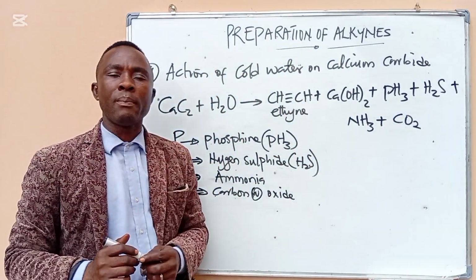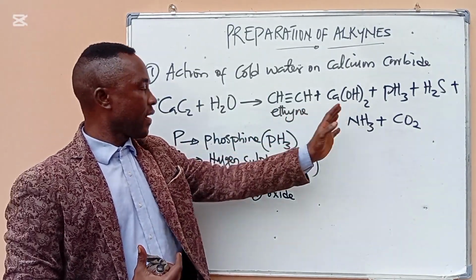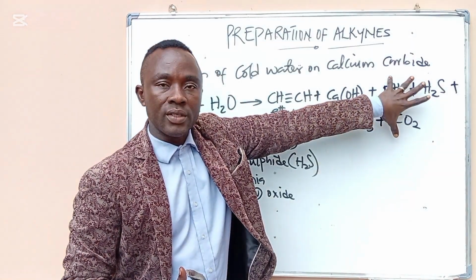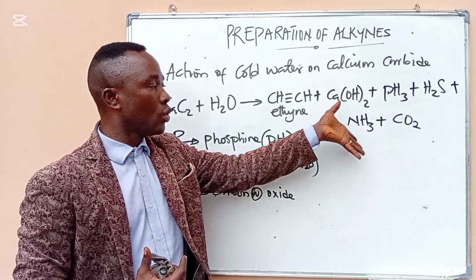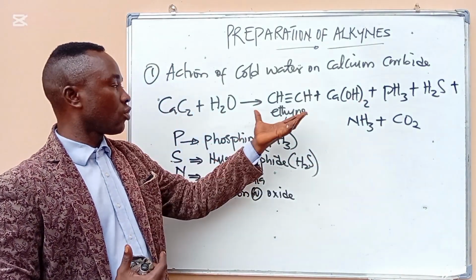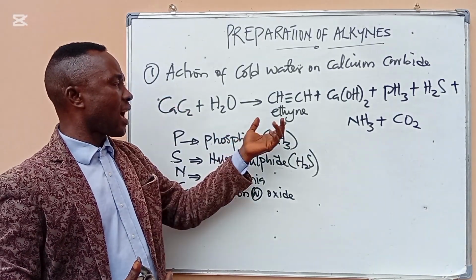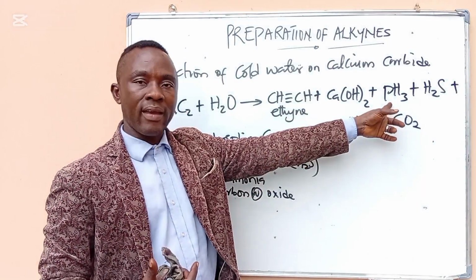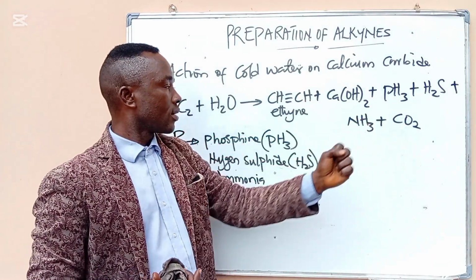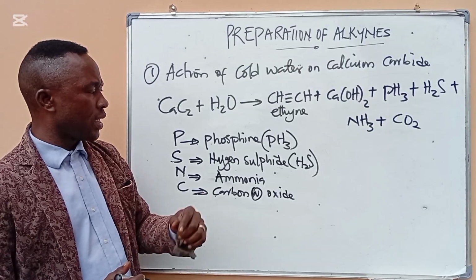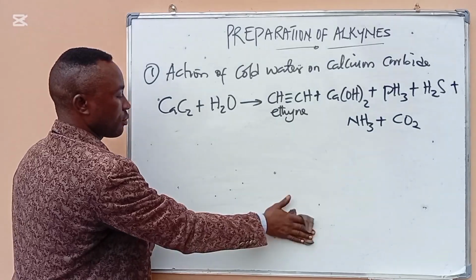Now we need pure ethyne. But here there are some impurities, depending on the impurities in the calcium carbide. So it's good we remove these impurities in order to have our ethyne more pure. Ethyne that has impurity of phosphine normally has a garlic smell, because phosphine smells like garlic. So how do we remove these impurities? I'm going to give you a tip on how to remove them.